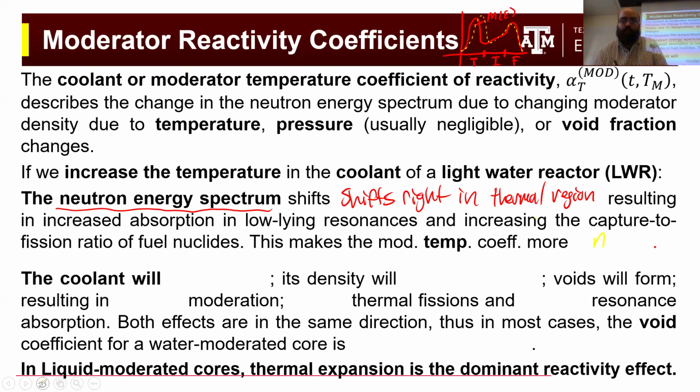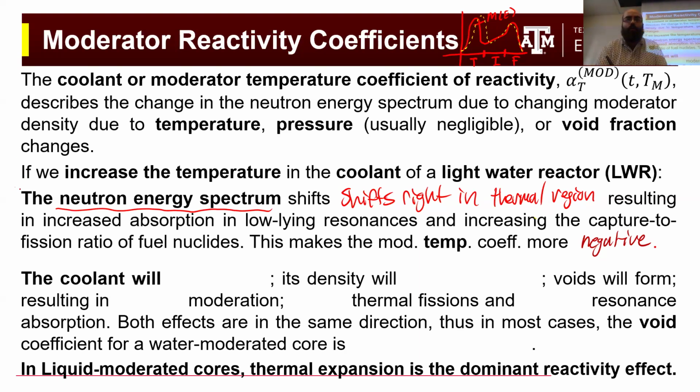Oh, let me use a color that everybody can see. More negative. Hopefully that makes sense. If the Doppler broadening makes sense, this is connected to that. You're shifting that spectrum into the Doppler range, so you get more Doppler broadening as a result of that spectrum shifting to the right. So that's that first part.